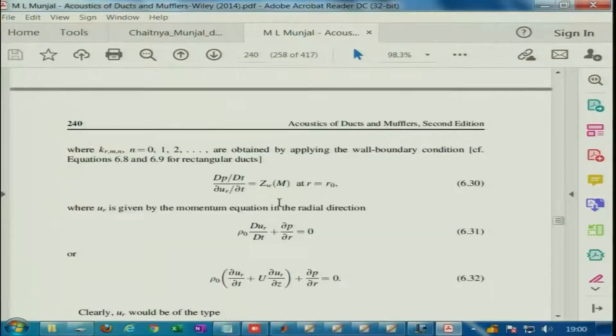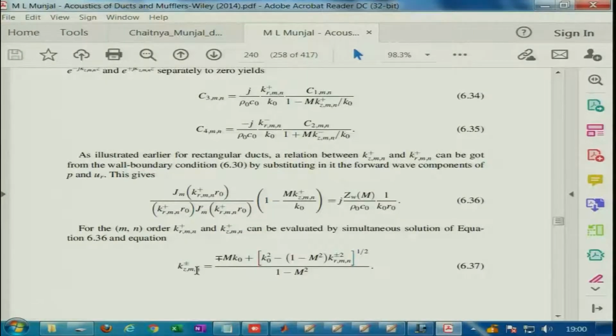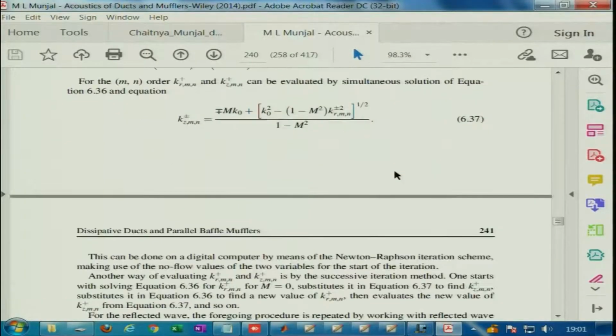And you have this model. So, we get these constants, and then from the dispersion relation we can find out k z m n plus minus for a given k r. K r can be found by solving the dispersion relation, as we obtained previously, for a given Z m. Z m has to be known: the impedance expression for a lined duct which is backed by a perforated sheet has to be obtained, and we will soon see the expressions for that.